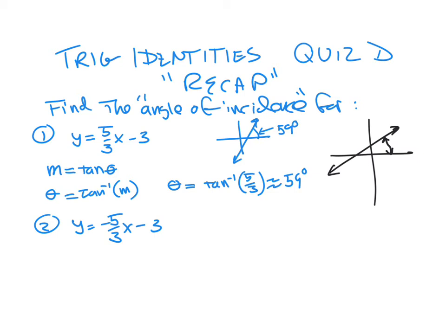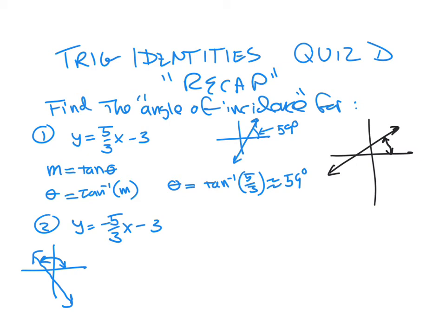Okay? Now, the second question says, well, what if the slope is negative? So let's sketch that one out too. Here's our coordinate plane. We have the same y-intercept as we did in number 1, but our slope is going to be negative, so it's going to look something like that. And now our angle of incidence is still, remember, measured from the positive x-axis counterclockwise to the line. So it's going to be a pretty big angle.